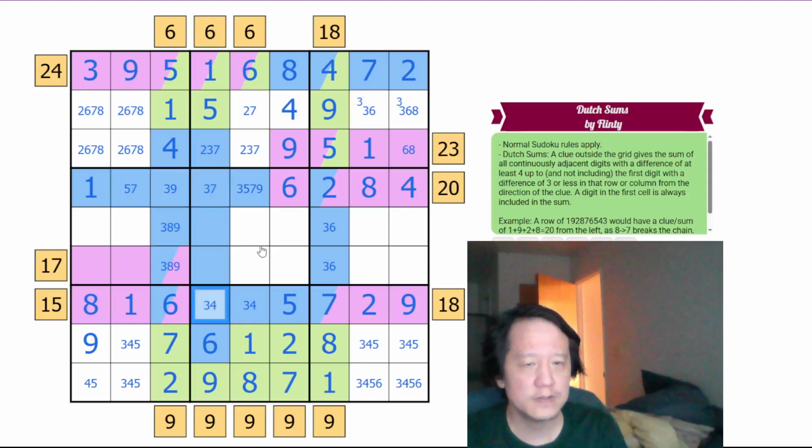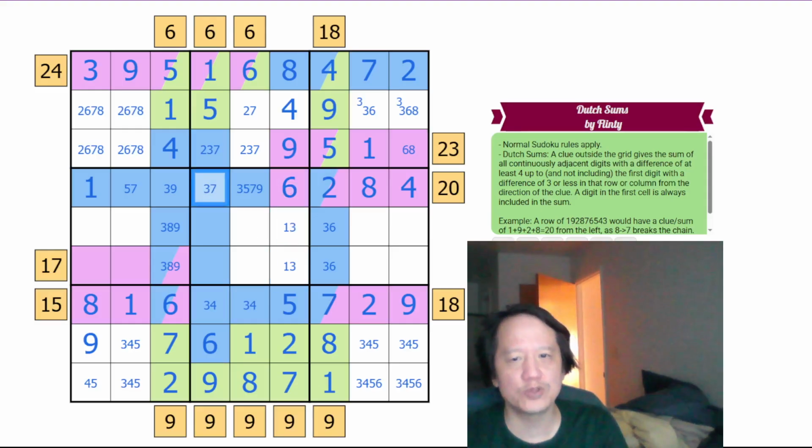Remaining digits of column 6 are 1 and 3. That eliminates 3 in the rest of the box. So this can't be 3, that's 7. This 7 eliminates 7 there, so it's 5. No 3, 5, or 7 here. It's 9, which makes this 3.